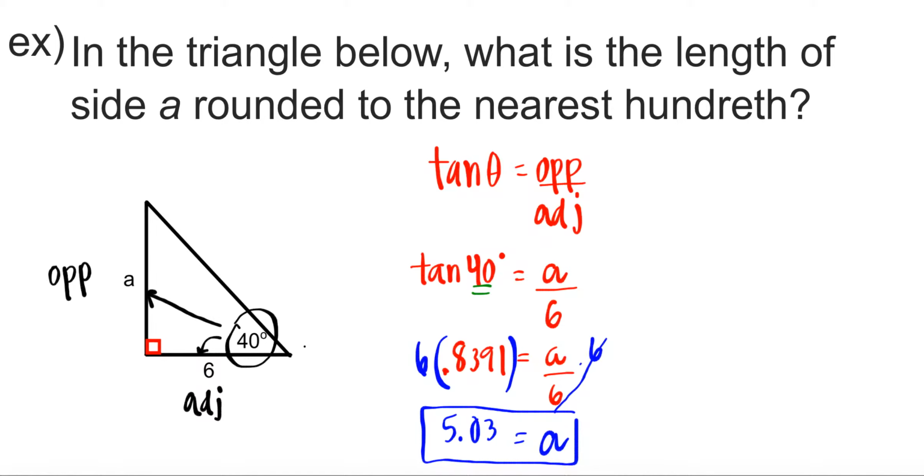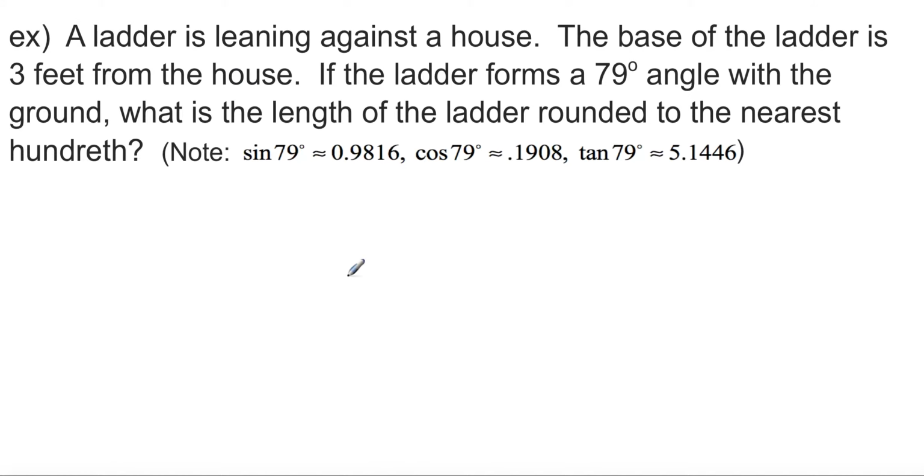All right, one more. This one's more of a word problem. A real common type problem. A ladder is leaning against a house. The base of the ladder is 3 feet from the house. If the ladder forms a 79-degree angle with the ground, what is the length of the ladder rounded to the nearest hundredth? And then in this problem, they actually gave you some trig ratios.